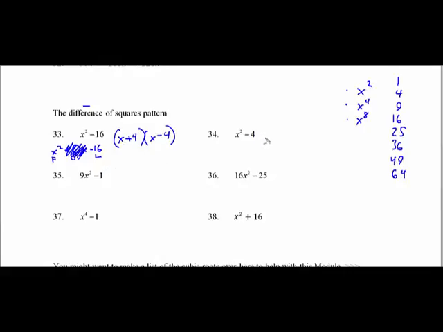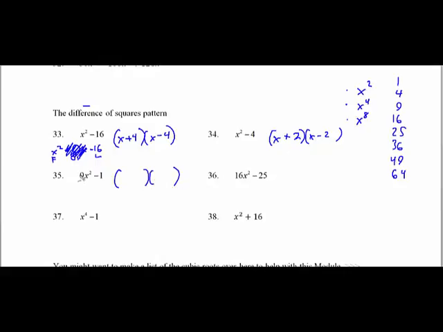The pattern works very nicely as long as you have a square and another square. So the square root of x squared is x, the square root of 4 is 2. All right, this is x plus 2, x minus 2. That's kind of nice, and it's also rather quick.